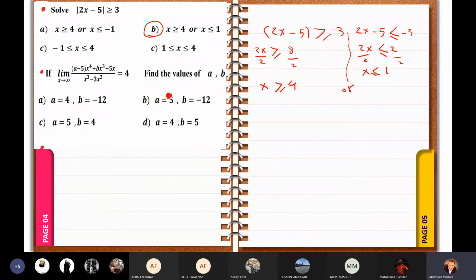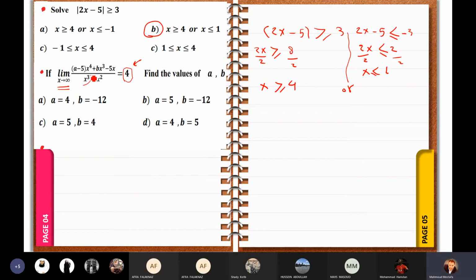Now we're going to find the limit. But the limit already is given. It's 4. Look here, when x approaches infinity and you get a number, it means the degree of the numerator equals the degree of the denominator. Why? Because if the degree of the denominator is greater, it would be 0. And if the degree of the numerator is greater than the degree of the denominator, it would be infinity. But because we have a number here, it must be the same. And we divide the coefficients.